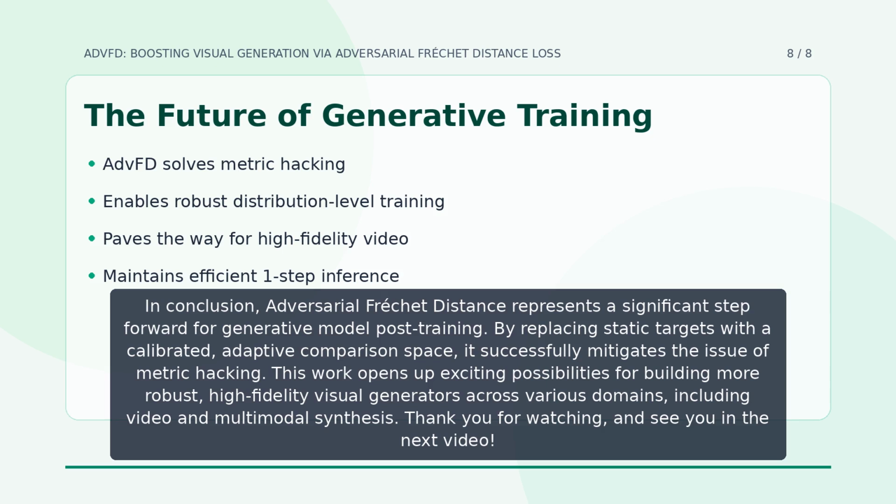By replacing static targets with a calibrated, adaptive comparison space, it successfully mitigates the issue of metric hacking. This work opens up exciting possibilities for building more robust, high-fidelity visual generators across various domains, including video and multimodal synthesis.